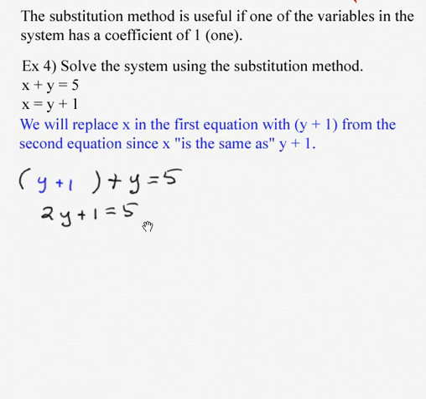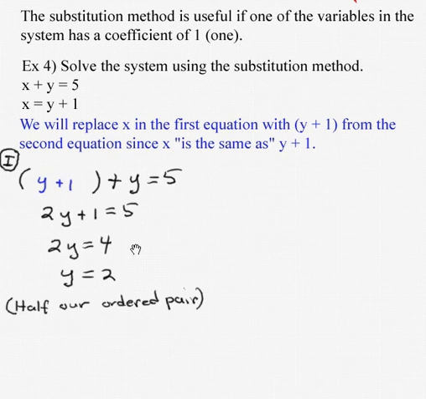So 2y plus 1 equals 5. Subtract 1 from both sides. 2y is equal to 4. Divide by 2, and y is equal to 2. Well, that's only half our answer because we need an x value. So we're going to substitute again in part 2.